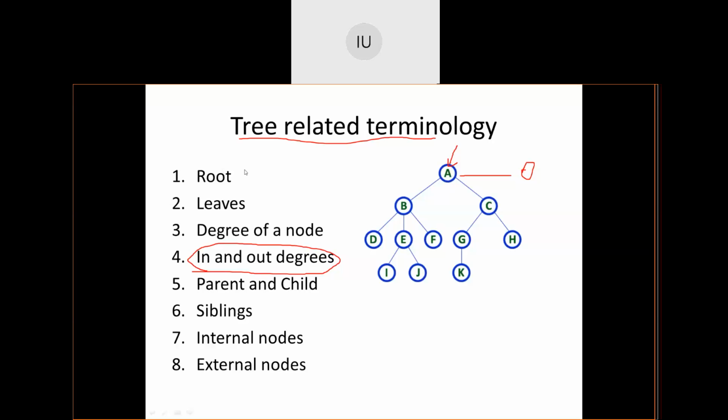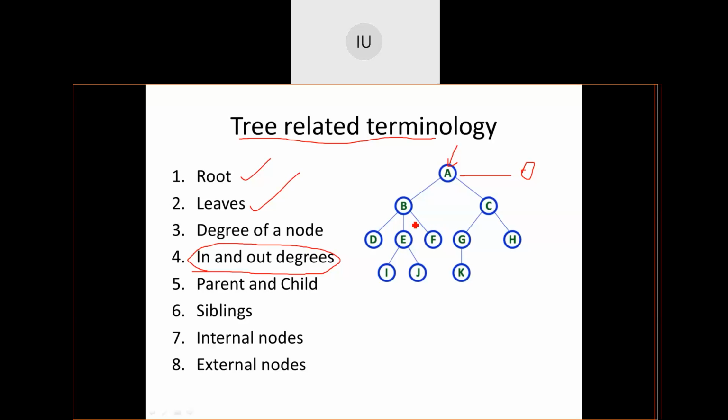Fine. So, next. What are leaves? The leaves are the nodes which do not have any outgoing edges, or the nodes with out degree equal to 0 are called leaves. The nodes that do not have any children are called leaves. So can you find out which are the leaf nodes available in the tree that is being depicted here?